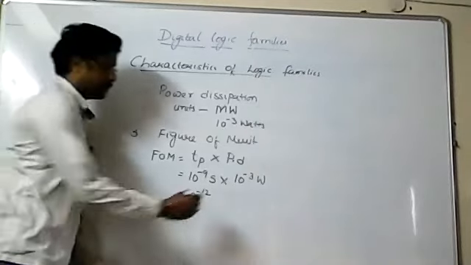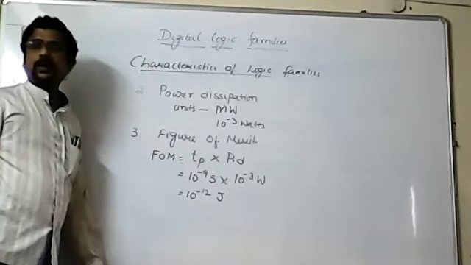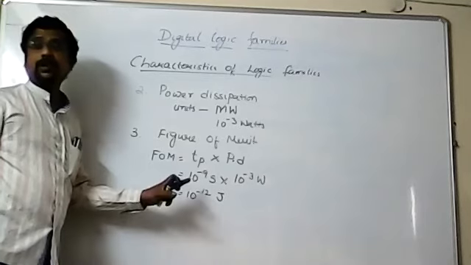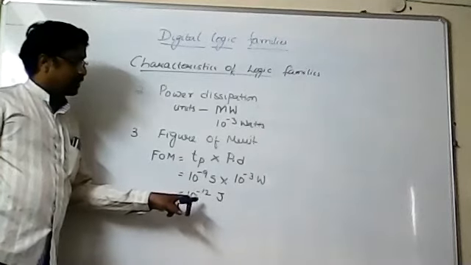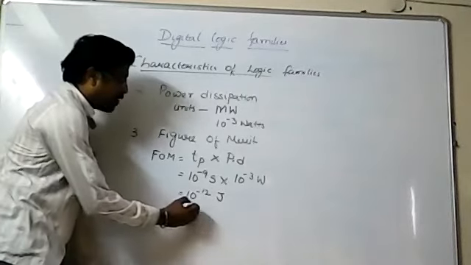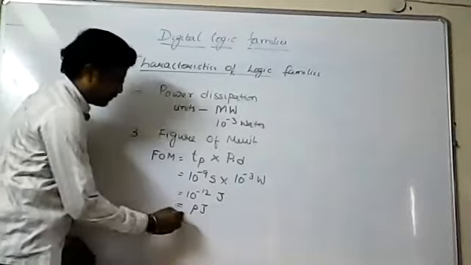What is the unit of time into work? Joules. It is the amount of work done for a certain time, so that is represented by joules. So we can say that 10 power minus 12 is called pico.